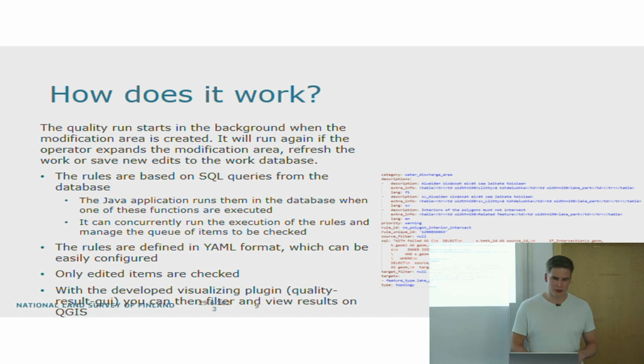And the rules are based on SQL queries from the database, and we have developed this Java application that runs them in the database when one of these functions is executed. And it can concurrently run the execution of the rules and manage the queue of items to be checked. And the rules are defined in this YAML format, which can be easily configured. And I have a picture of the YAML format there, but you can find all these also on our GitHub page. So basically, in the YAML, there are defined, for example, the relationship between water discharge area and the lake point.